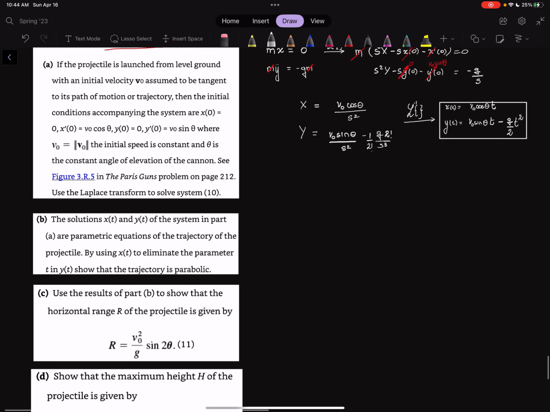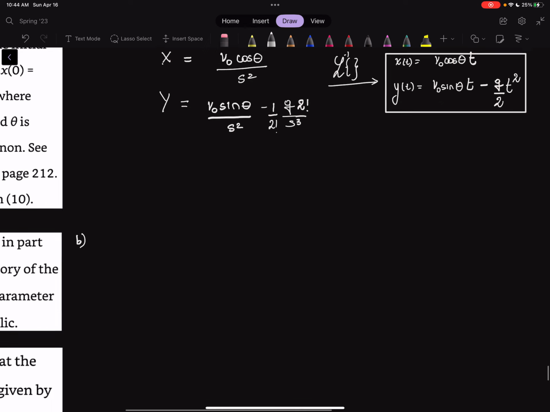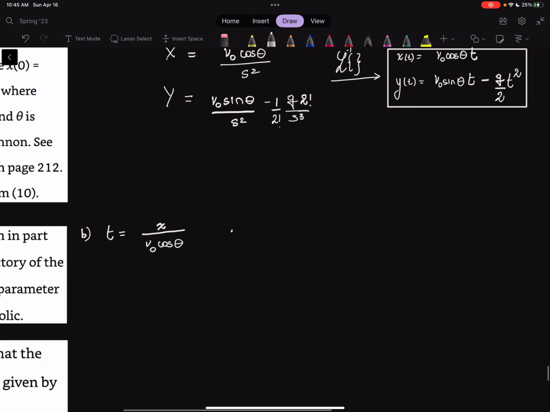Now, the solutions of the system in part A are parametric equations. By using x of t, eliminate the parameter t in y of t and show that the trajectory is parabolic. So what they mean for part B is they want us to solve for t using x of t. So I'm going to say x, and remember that x is always a function of t, but I'm just going to drop the t for readability purposes. And then I'm going to input this into the y.